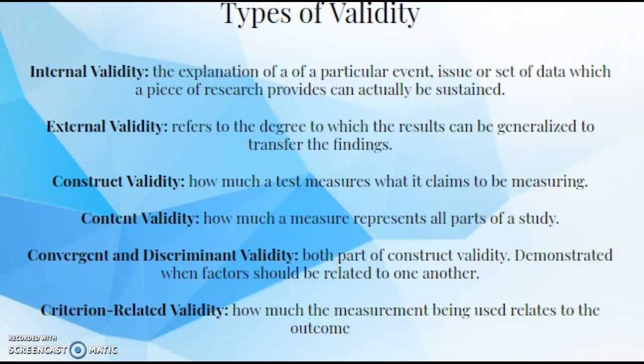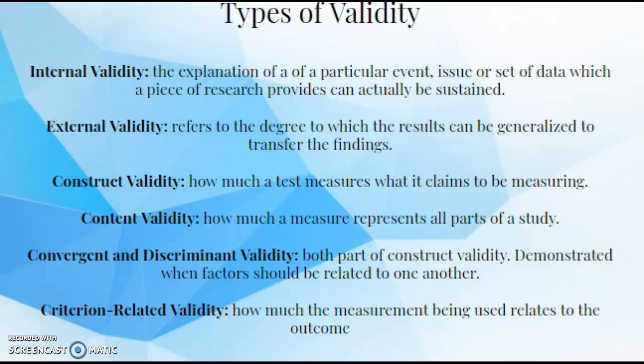As Cohen, Mannion, and Morrison use as an example, does the research sample address the breadth and depth needed to accurately represent all parts of a study? We look at convergent and discriminant validity, which are both parts of construct validity, and demonstrated when factors should be related or not related to each other.